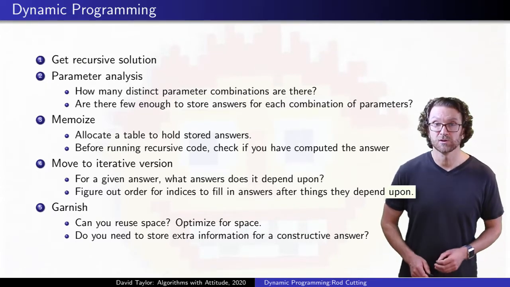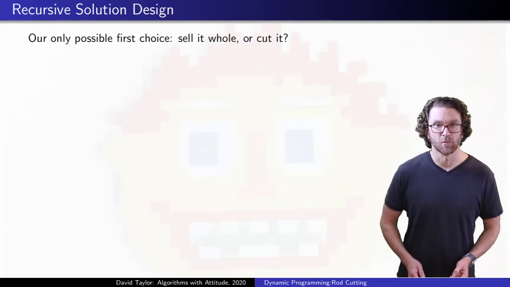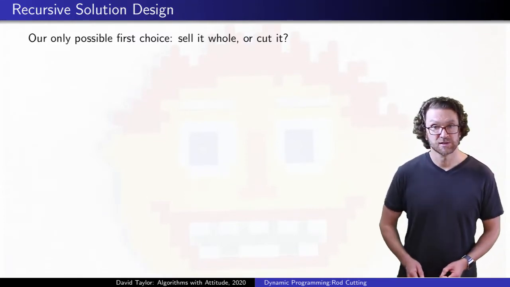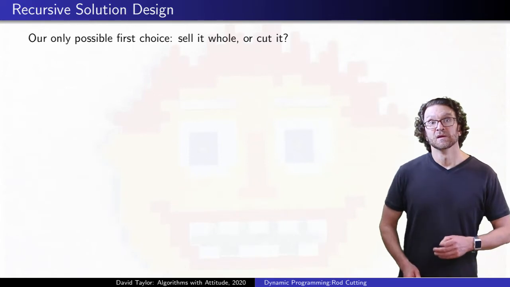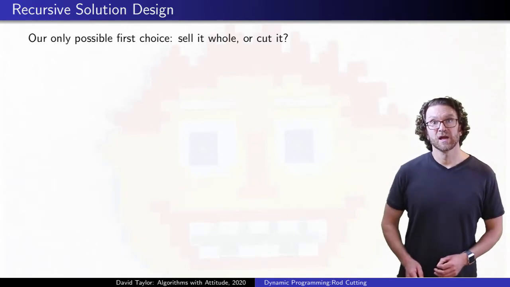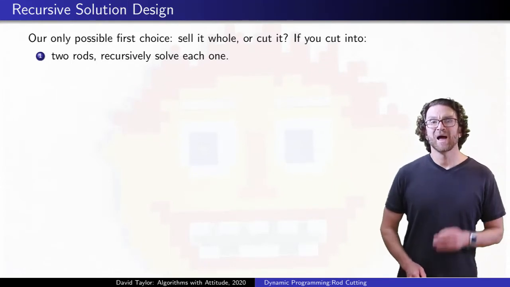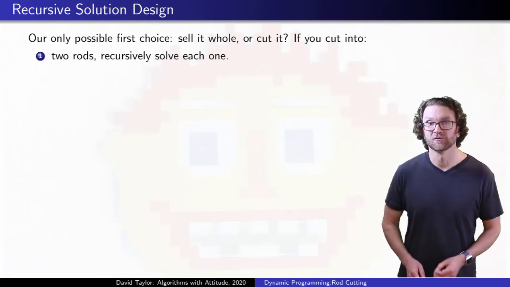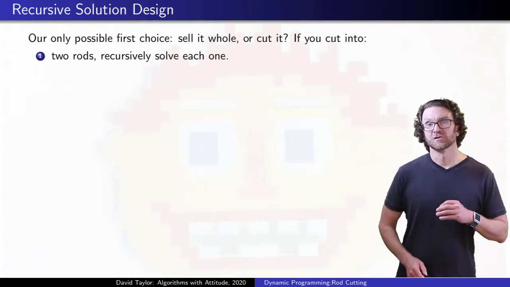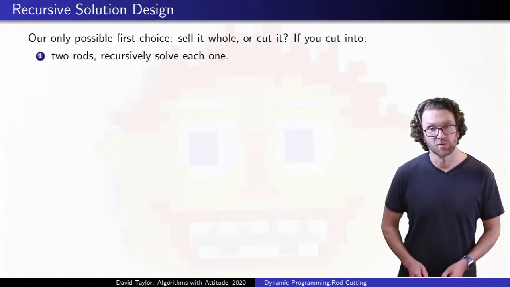The only thing we can do is either sell the rod whole or cut it somewhere. If we should cut and where we should cut are the only first choices we can make. If we decide to cut, we end up with two smaller rods and each looks just like the original problem. We want to maximize how much we get for each of them to maximize how much we get for both of them combined. The fact that those subproblems look just like the original problem is key for dynamic programming.